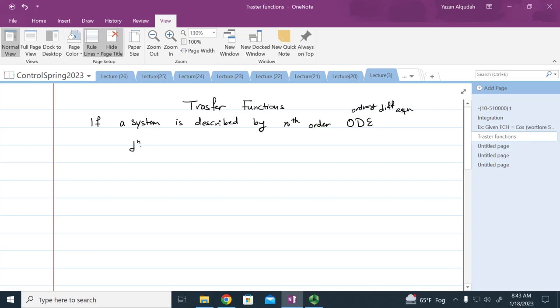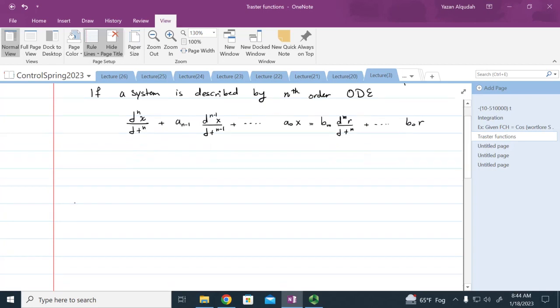So let's have a system that is described by an nth order differential equation: a_n d^n x/dt^n plus a_(n-1) d^(n-1)x/dt^(n-1) all the way to a_0 multiplied by x is equal to b_m d^m r/dt^m all the way to b_0 multiplied by r. If I want to take this differential equation and generate a transfer function, what do we have to do? How do we get a transfer function from the differential equation?